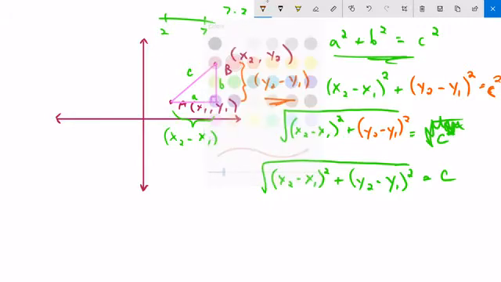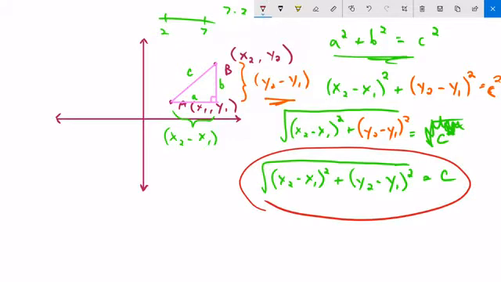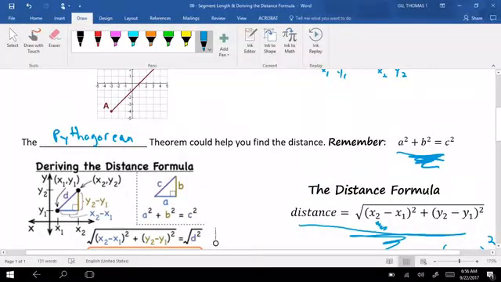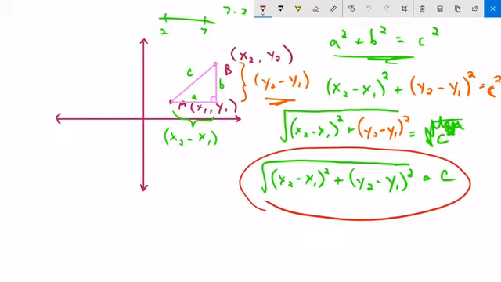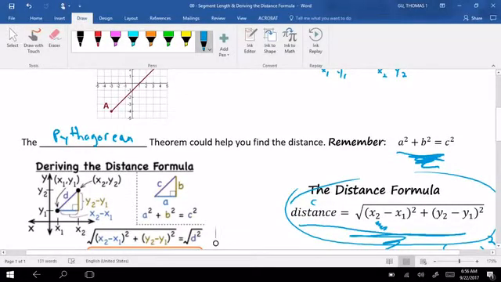And what do you know? Look at this equation and look at our distance formula back over here. It's the same thing. Oh my goodness, except instead of c, we wrote distance. Wow. So as you can see, by taking two points with unknown locations on the coordinate plane and plugging those variables into the Pythagorean theorem, we come out with the distance formula itself. Isn't that crazy? All right, so that is how you derive the distance formula.